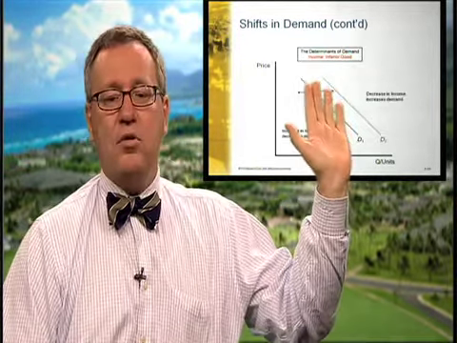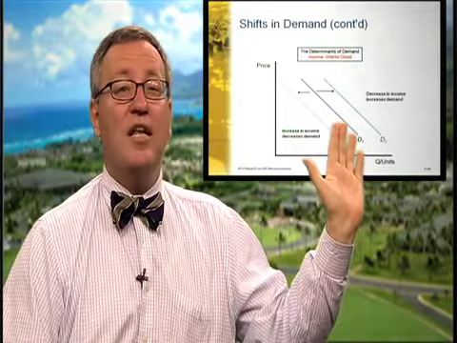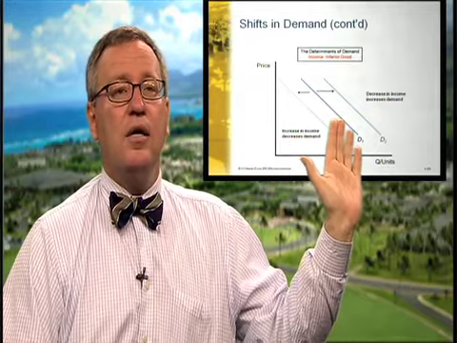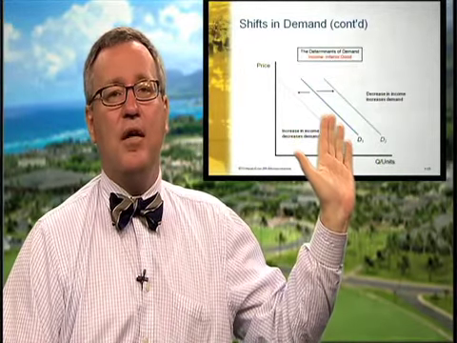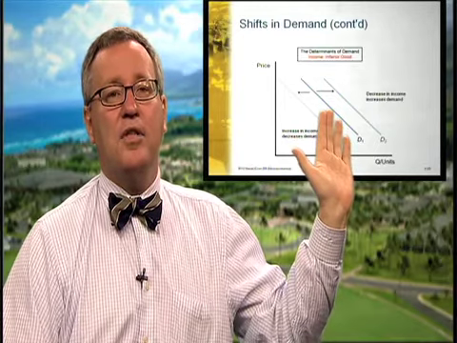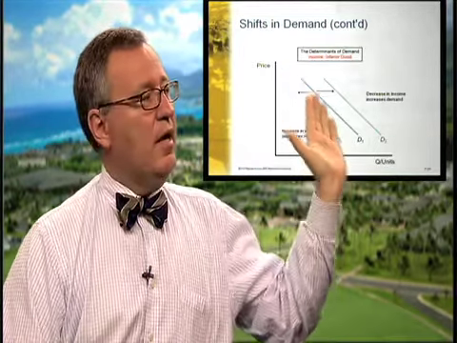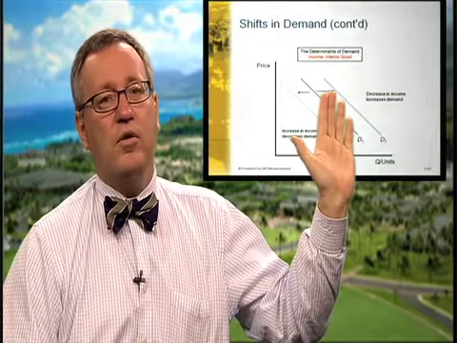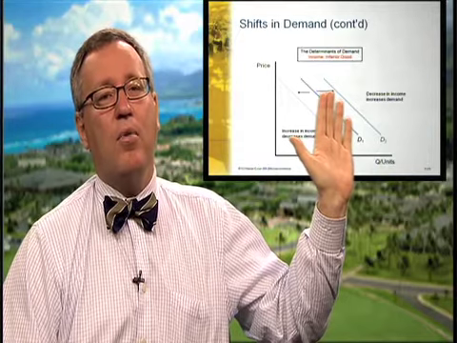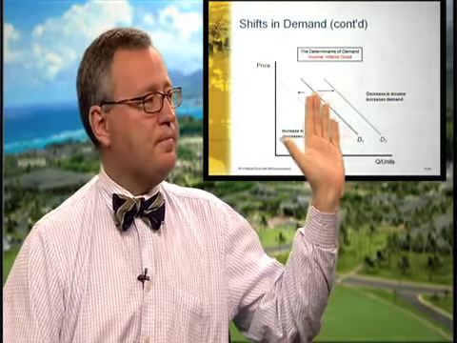Okay, what happens to decreases in income? Here was your demand before. It's an inferior good. Here was demand previously. Now we're going to decrease income. Our income goes down. Consider that this is oatmeal. Our income goes down, so demand for oatmeal is going to expand. We're going to buy more oatmeal because it's an inferior good and our income has fallen.